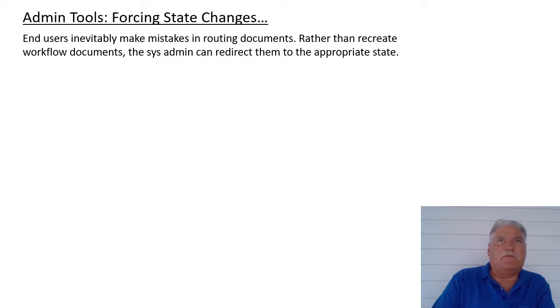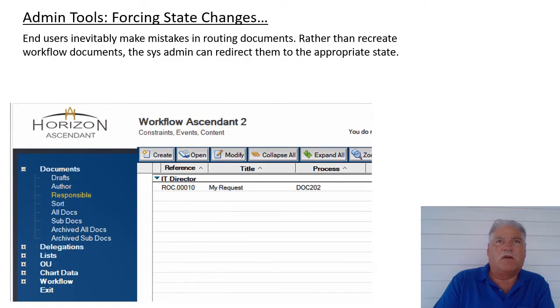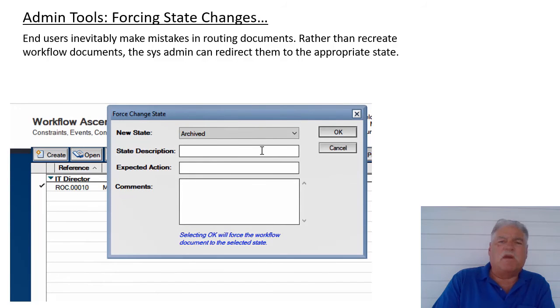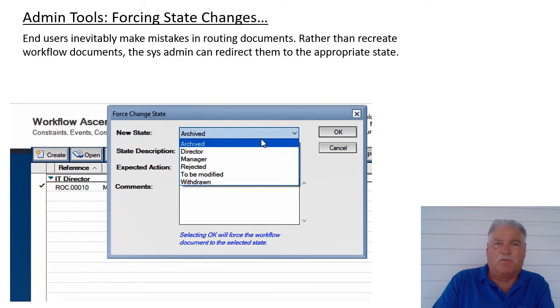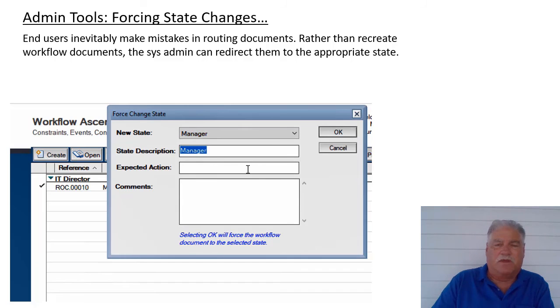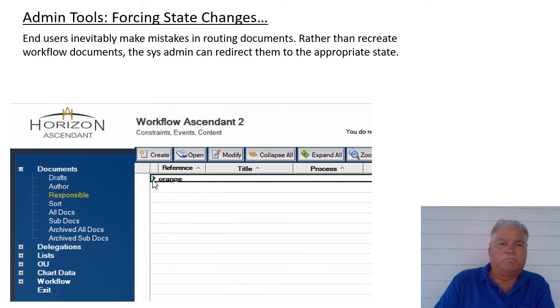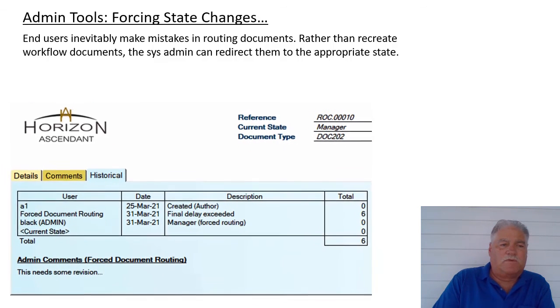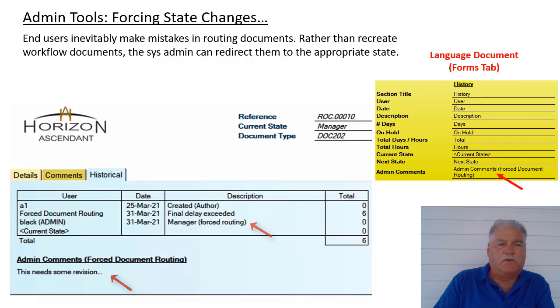And likewise, it happens that users misdirect documents, particularly when it comes to archiving a document prematurely. And it can sometimes be arduous to recreate the document and retrace all of the steps involved. So to that end, the sysadmin can manually redirect the workflow document to the appropriate state. And as you can see, the note has been added in the document to indicate the forced document change.